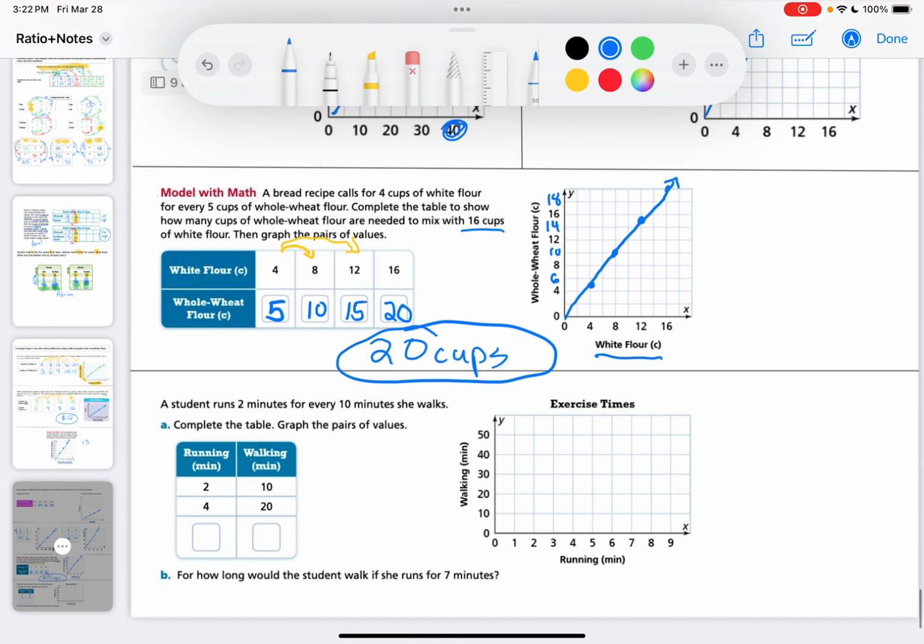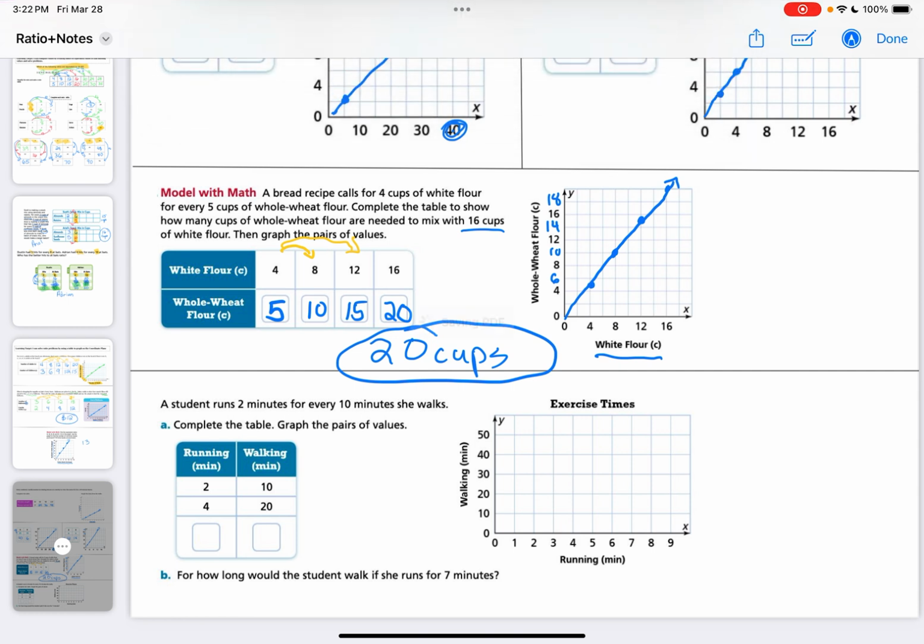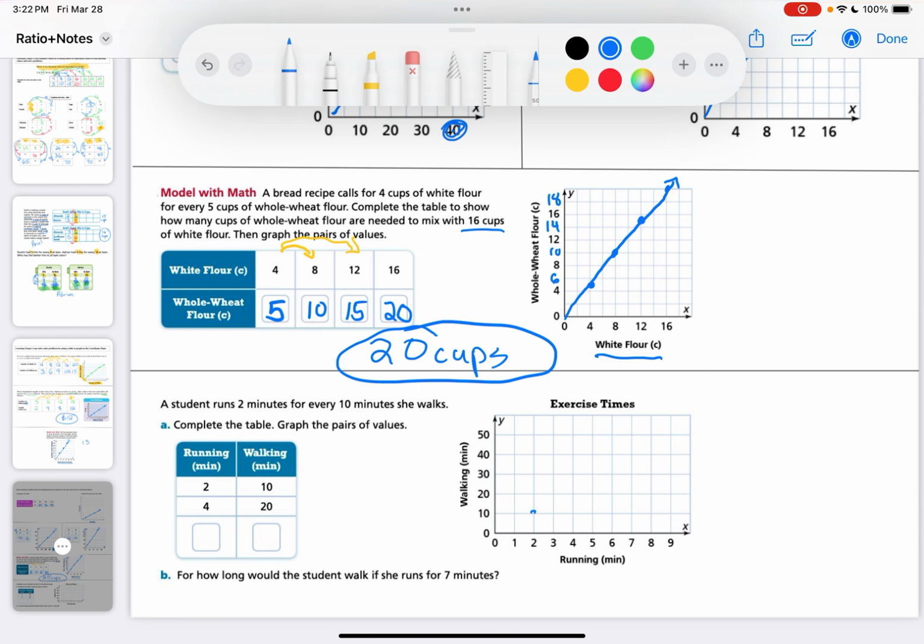Last one. Last one on the last page. A student runs 2 minutes for every 10 minutes she walks. So we've got 2 running minutes and then 10 walking minutes. Complete the table. So far we have 2:10. It's right there. 4:20. It's right there. So we want to do 6 and say 2 times 3 is 6. So 10 times 3 is 30. 6:30.